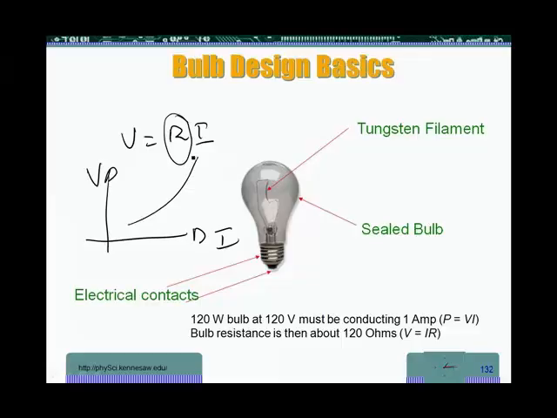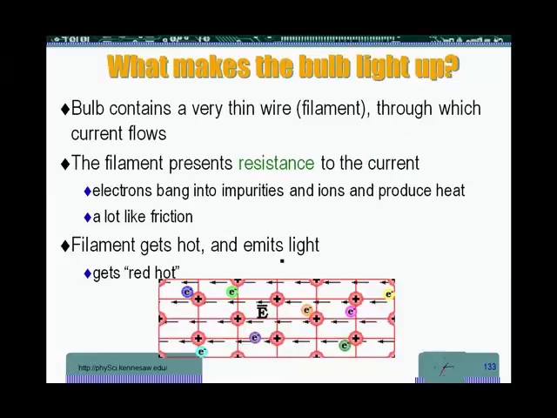Okay, now what's a light bulb made up of? The basic makeup of a light bulb. Usually it's a sealed bulb, some tungsten filament or alloys, most of the time alloys based on tungsten, and electrical contacts. Now, the tungsten filament is a very thin and long wire.